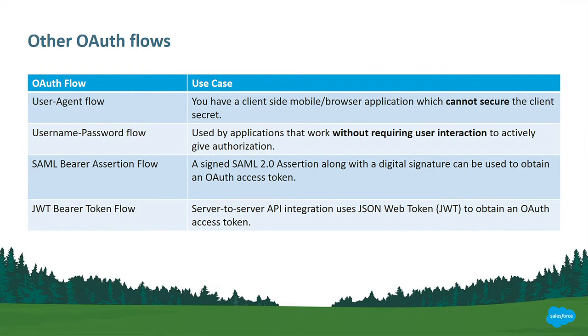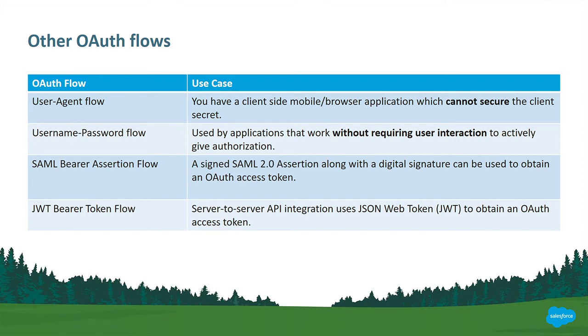Then a quick note on the other flows that we mentioned, but which we're not going to look into in detail. We have the user agent flow. This is used when you have a client-side mobile or a browser application, and this is sitting on a local device somewhere. That's when you would use the user agent flow. Because these devices can be compromised, you cannot use the client secret, so these flows behave differently.